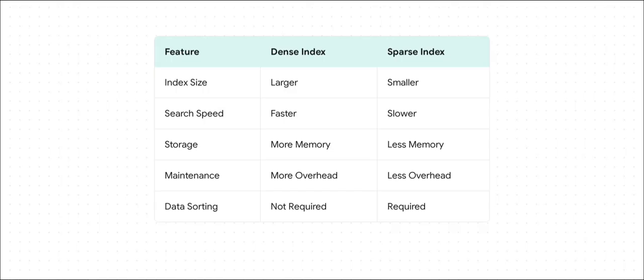So the crucial thing to understand here is the trade-offs. This table lays it all out. A dense index is faster for searching, but it eats up more storage space, and it's more work to maintain whenever you add or delete data. A sparse index, on the other hand, is smaller and easier to maintain, but it's a little bit slower for searches, and importantly, it requires your data to be sorted first.